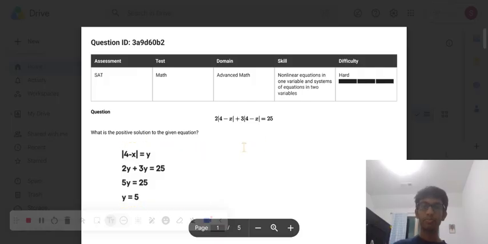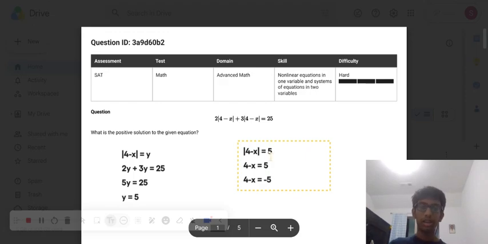We then substitute back in y with the absolute value of 4 minus x, and we get the absolute value of 4 minus x is equal to 5. In this question, we're just looking for the positive solution. Given that it's an absolute value, there are actually two solutions, one positive and the other negative. In other words, if 4 minus x is equal to 5, it works. However, if 4 minus x is equal to negative 5, then the absolute value of negative 5 is equal to 5 and it still works.